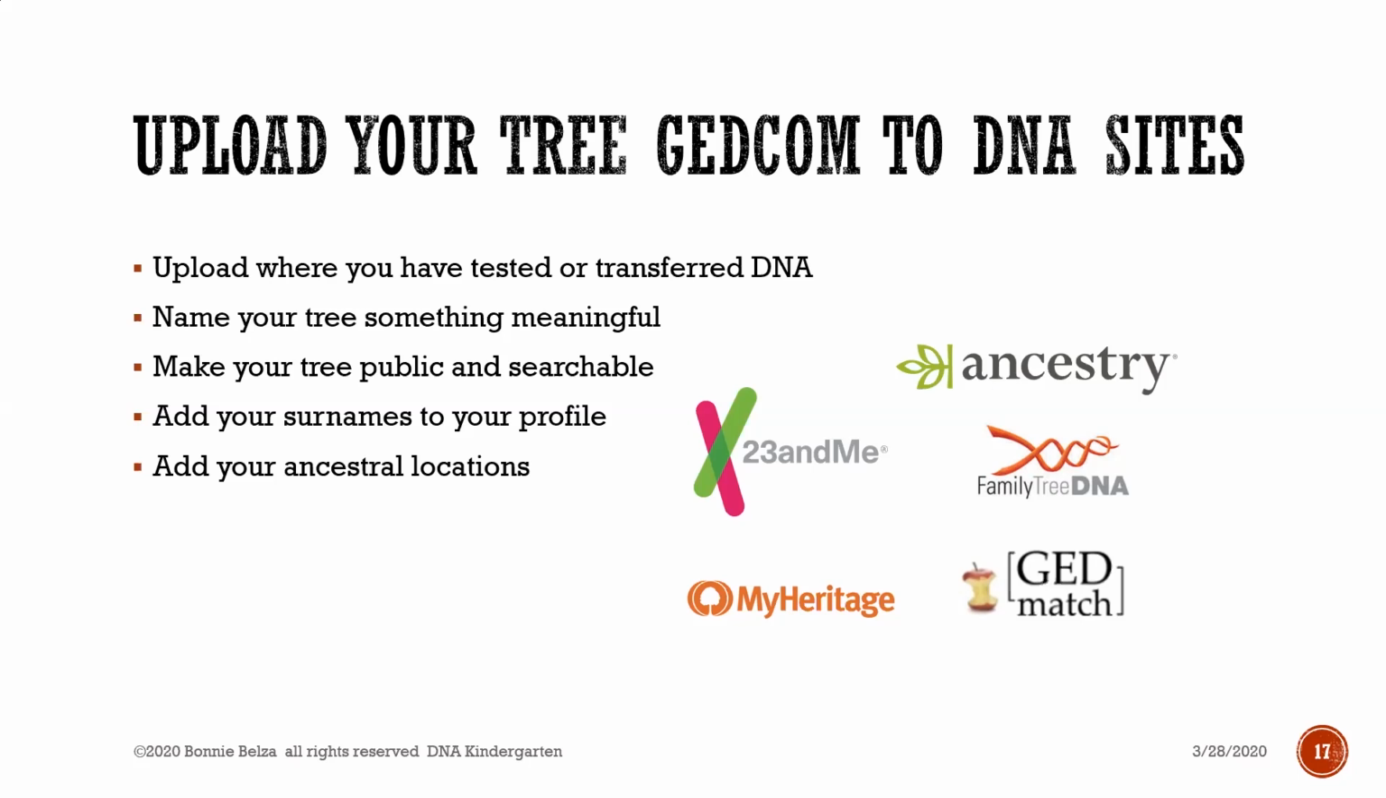You also want to add your surnames, those family names that we made a list of back in lesson 1, and add your ancestral locations. Even though people can see your shared ethnicity, it's good to say where you hail from, what city or state you might have been born in, or where you live now. Again, it helps people connect with you when you're researching your matches.